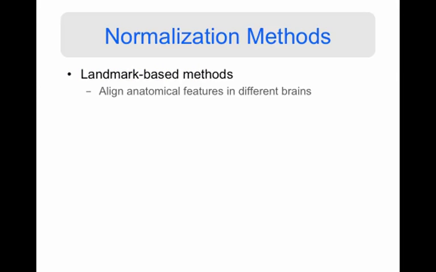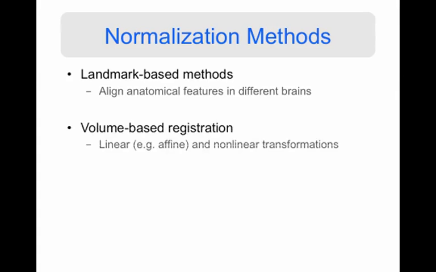So how is normalization performed? Well, there are a lot of different ways of doing that. The classic approach is what's called the landmark-based methods. Here you align certain anatomical features in the different brains and try to match them up to each other. This is the approach that Talairach originally took. The most common approach is what's called volume-based registration. Here we're basically just trying to overlap the brain volumes onto each other in an efficient manner, similar to what we were doing with co-registration beforehand. Here you typically use an affine transformation or alternatively nonlinear transformations to do volume-based registration.